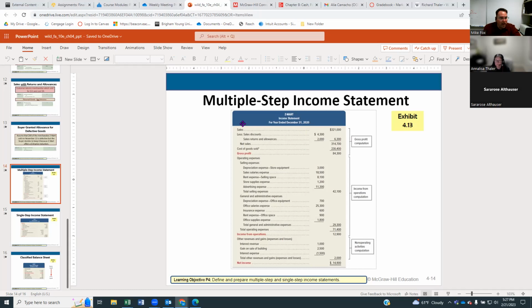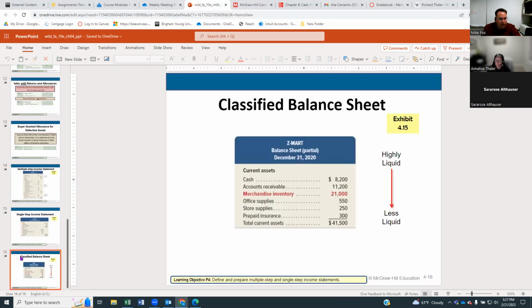Anyway, so that's a multi-step income statement. And then a classified balance sheet, which I just have the current asset section here, but it breaks down our assets into current assets and long-term assets. And they're in order of what's called liquidity, which I think the best way to describe is cashiness, how easily convertible to cash an asset is.